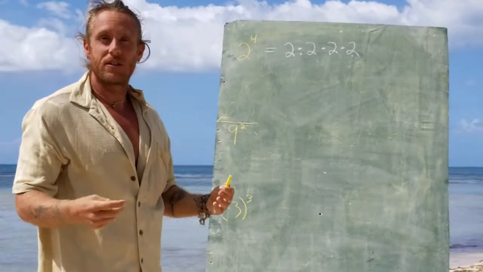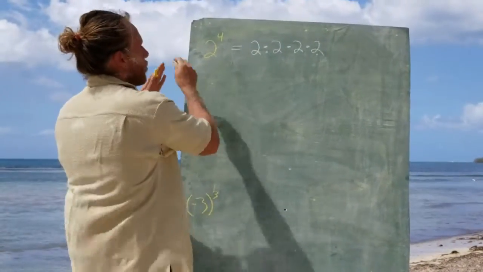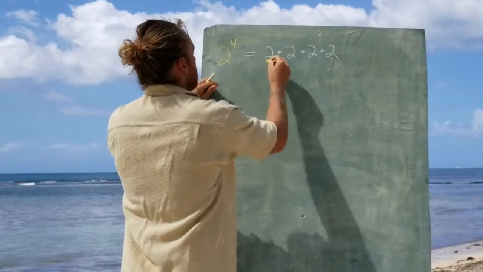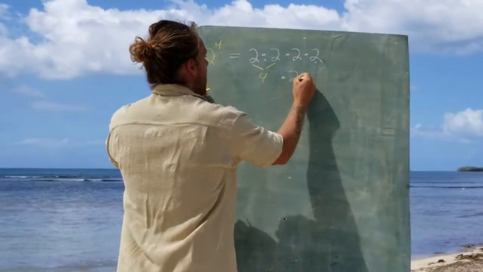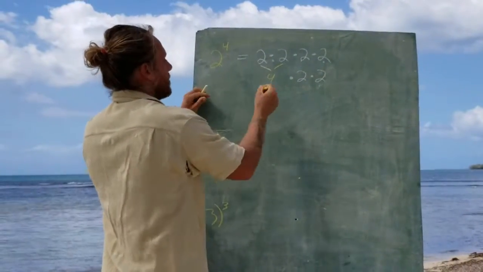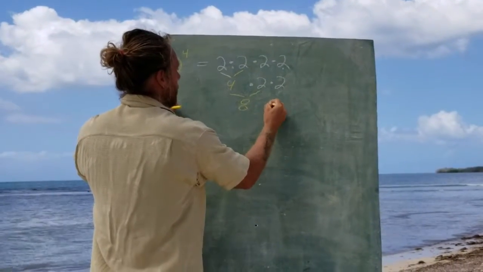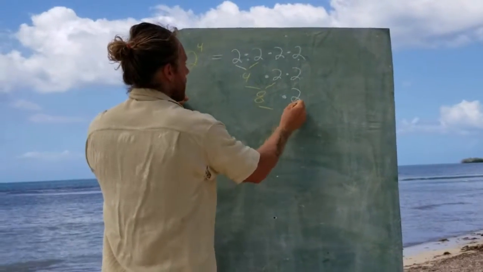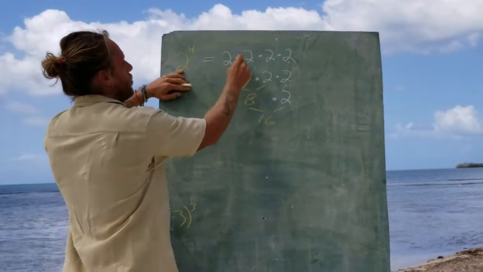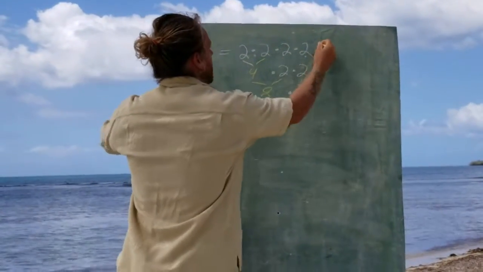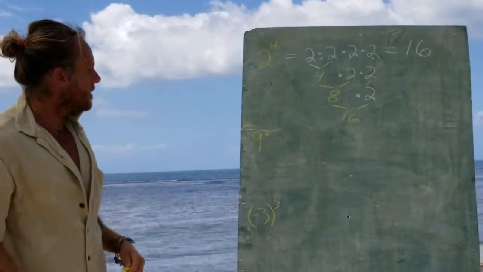Well, let's evaluate this using our order of operations. All multiplication, that makes it easy. We're simplifying this. So working from left to right, 2 times 2 is 4. Bring everything else down. 4 times 2, 8. Times 2, 16. So 2 to the 4th is equal to 2 times 2 times 2 times 2, which is equal to 16.